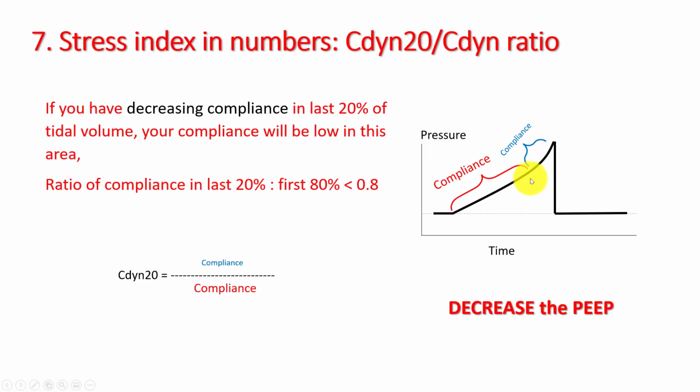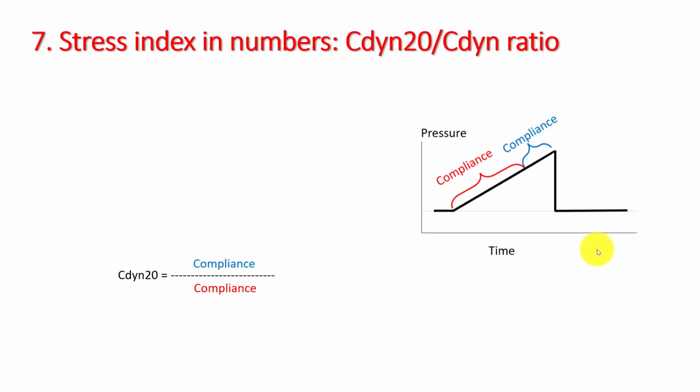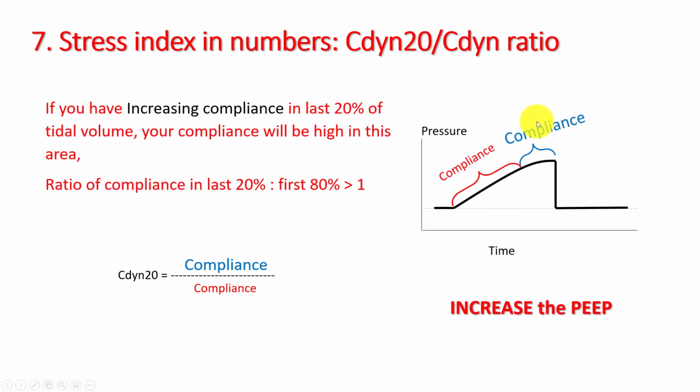If you have increasing stress or your compliance worsens, your C-20 is low, and therefore you have to decrease the PEEP. However, if your compliance in the end part is higher than the previous 80%, your C-20 is going to be more than 1. That means you have not used enough PEEP and you have to increase your PEEP. So using this C-20, you want to keep this number between 0.8 to 1.